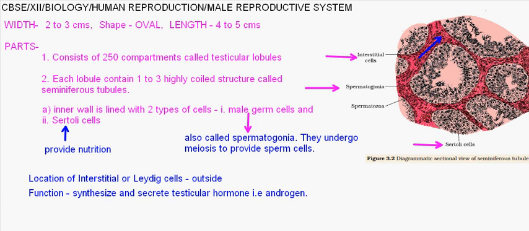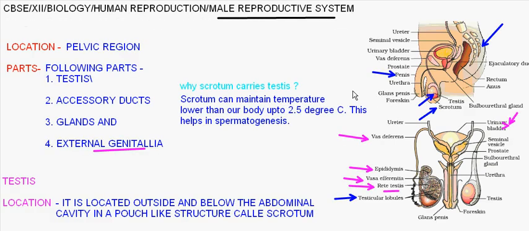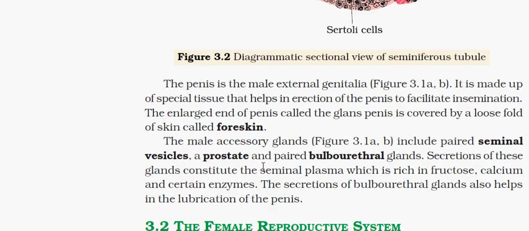So coming to the enlarged end, that is glans penis, it is covered by a loose fold of skin called foreskin. Now function: it is made up of special tissues which help in erection of the penis to facilitate insemination. Now what is insemination? Insemination is the process of production and release of semen which carries sperm.